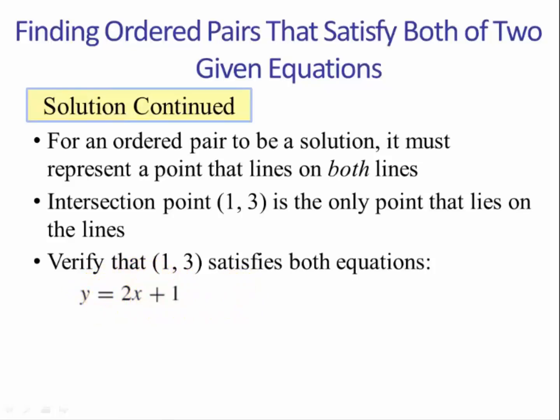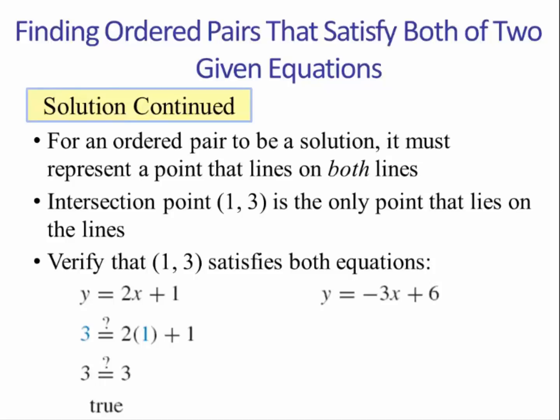So for y equals 2x plus 1, y is 3 and x is 1. We have 3 on the left hand side. On the right hand side we have 2 times 1 plus 1. 2 times 1 is 2, plus 1 is 3. The left hand side equals the right hand side. So (1, 3) is on the line y equals 2x plus 1.